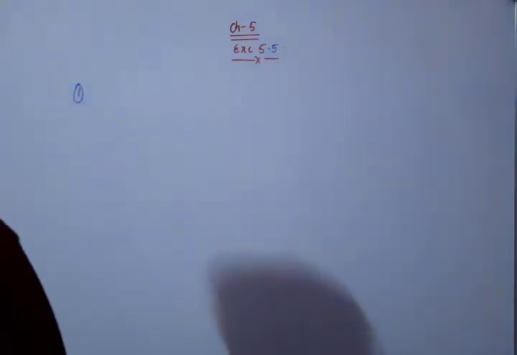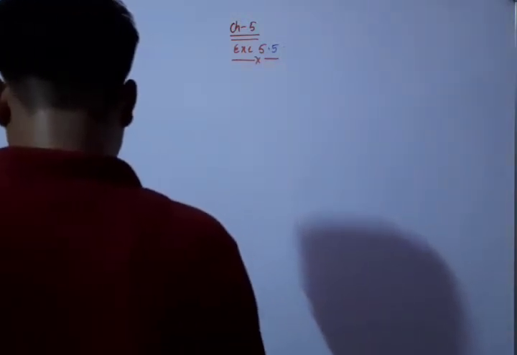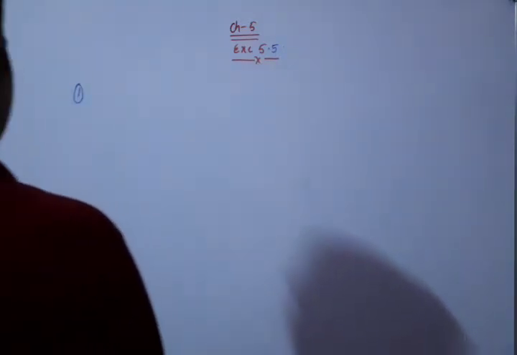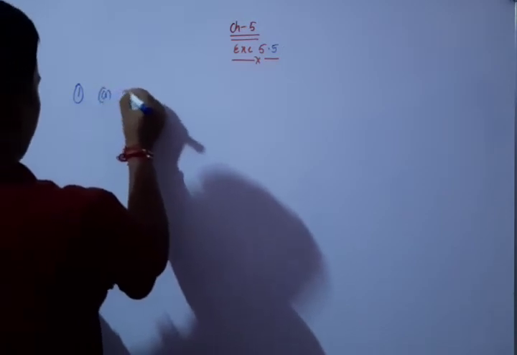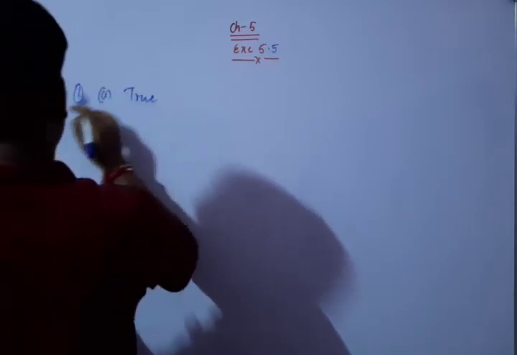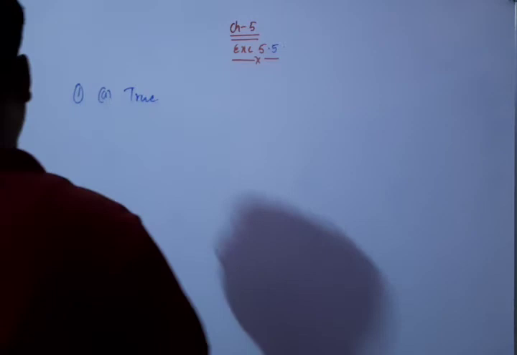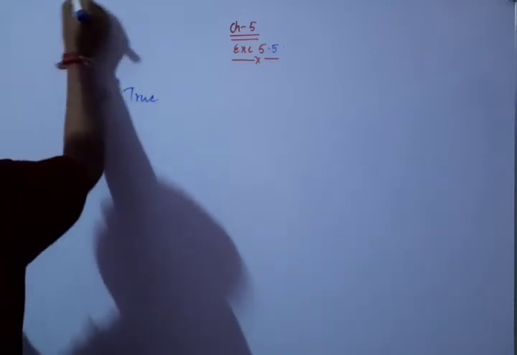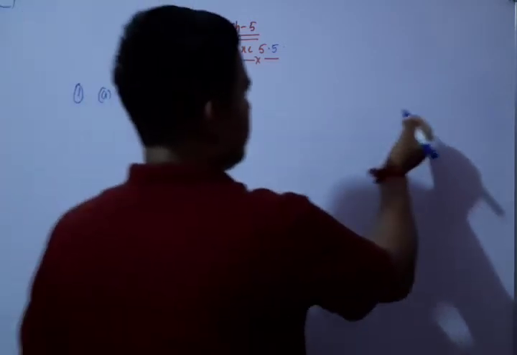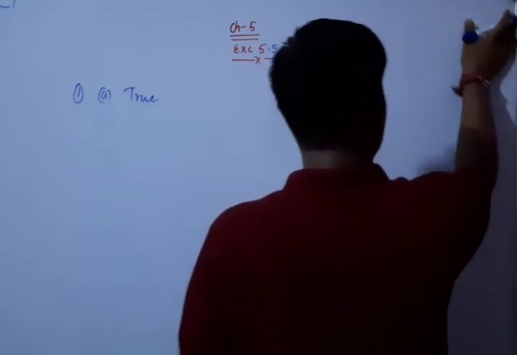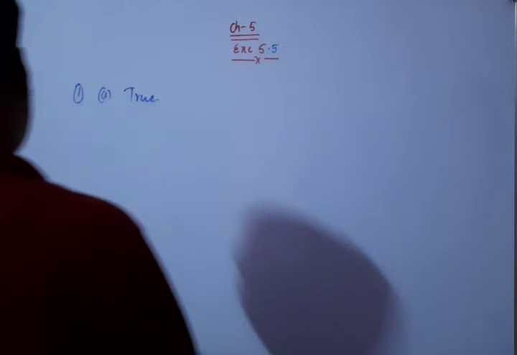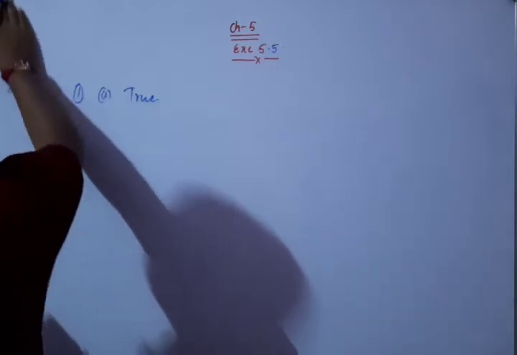Yes, the angle between the adjacent edges of a tabletop is 90 degrees. So yes, A will be true. Suppose this is a tabletop, and what will be the angle formed? This angle will be 90 degrees. The remaining angles are also 90 degrees. Now moving to the next part.